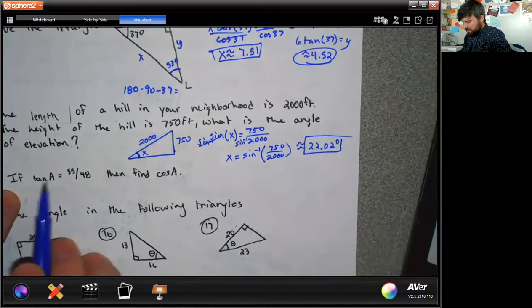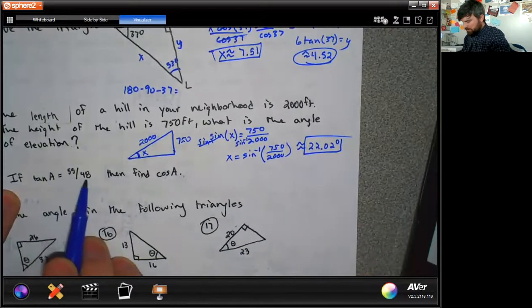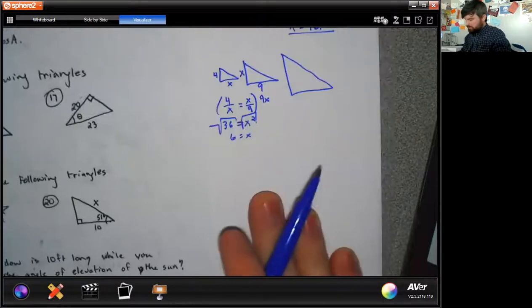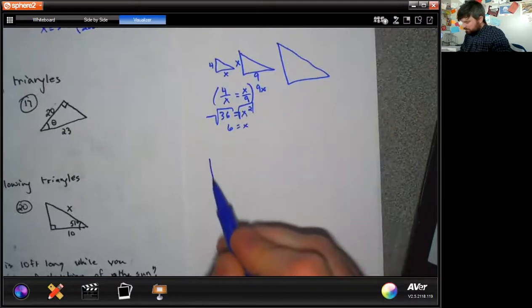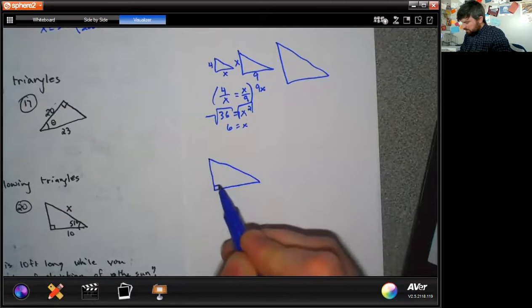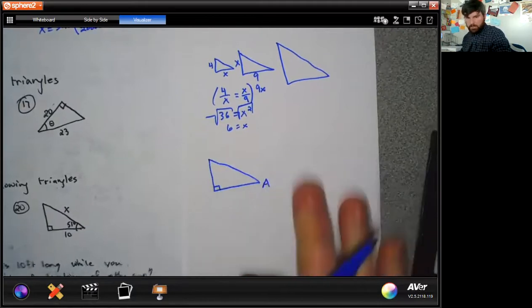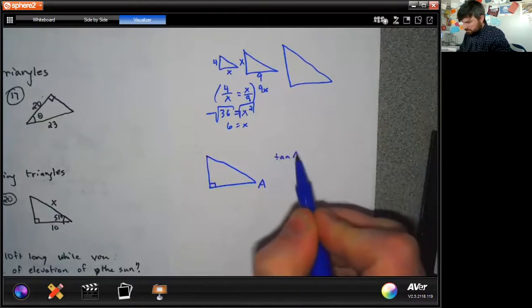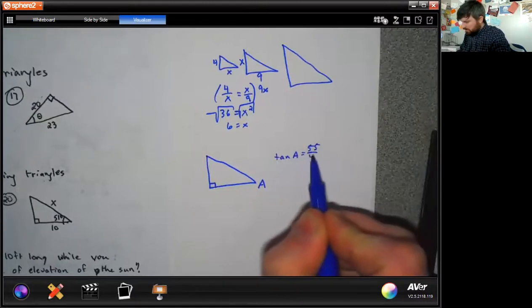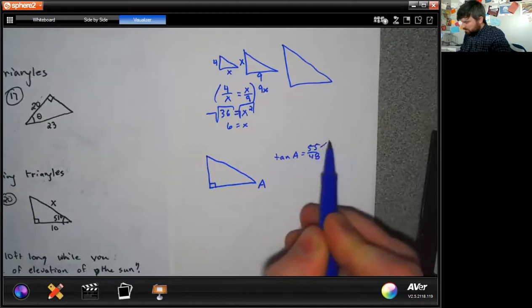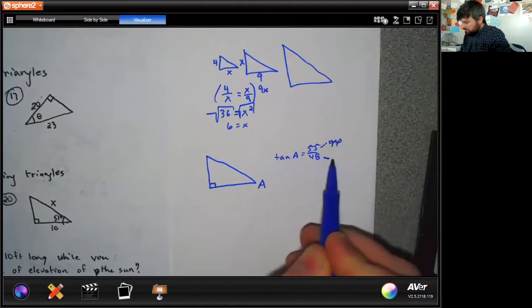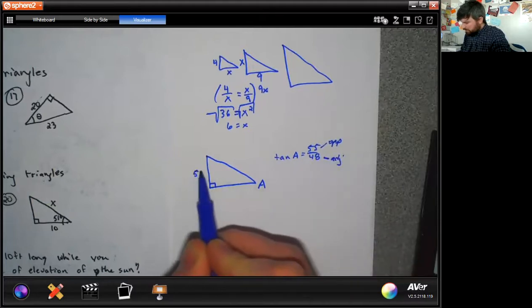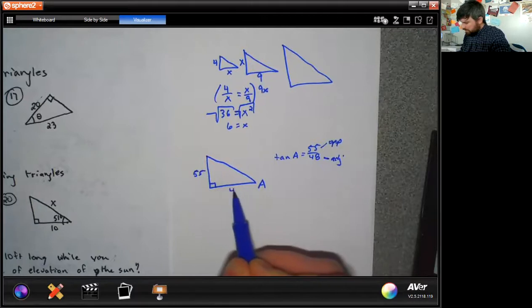Okay, if tangent of A is 55 over 48, find cosine of A. So I'm actually going to draw this out on the other piece of paper here. So I have this right triangle with angle A in it. So there's A. And if tangent A equals 55 over 48, this is the opposite, and this is the adjacent. So the opposite is 55, the adjacent is 48.